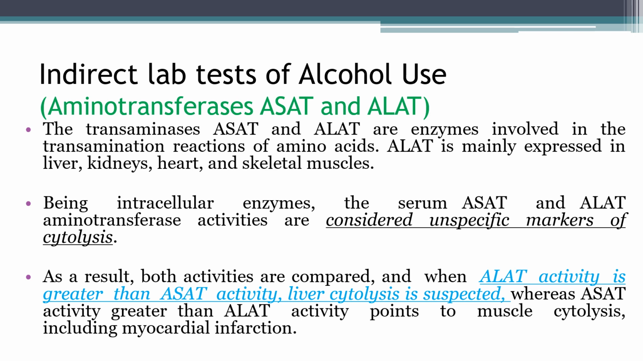Aminotransferases, ASAT and ALAT, also known as SGOT and SGPT. These transaminase enzymes are involved in the transamination reaction of amino acids. ALAT is mainly expressed in liver, kidney, heart, and skeletal muscles. These are considered unspecific markers for cytolysis because these are intracellular enzymes. So how to interpret: if ALAT activity is greater than ASAT activity, it represents liver cytolysis, whereas the reverse points to muscle cytolysis, including myocardial infarction.